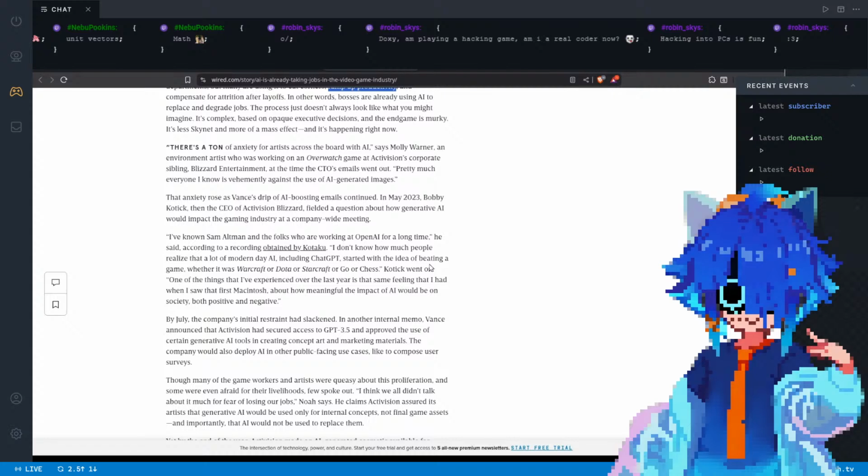There's a ton of anxiety for artists across the board with AI, says Molly Warner, an environment artist who's working on an Overwatch game at Activision's corporate sibling Blizzard. At the time the CTO's emails went out, pretty much everyone I know is vehemently against the use of AI-generated images. The anxiety rose as Vance's drip of AI-boosting emails continued. In May 2023, Bobby Kotick, then CEO of Blizzard, fielded a question about how generative AI would impact the gaming industry at a company-wide meeting.